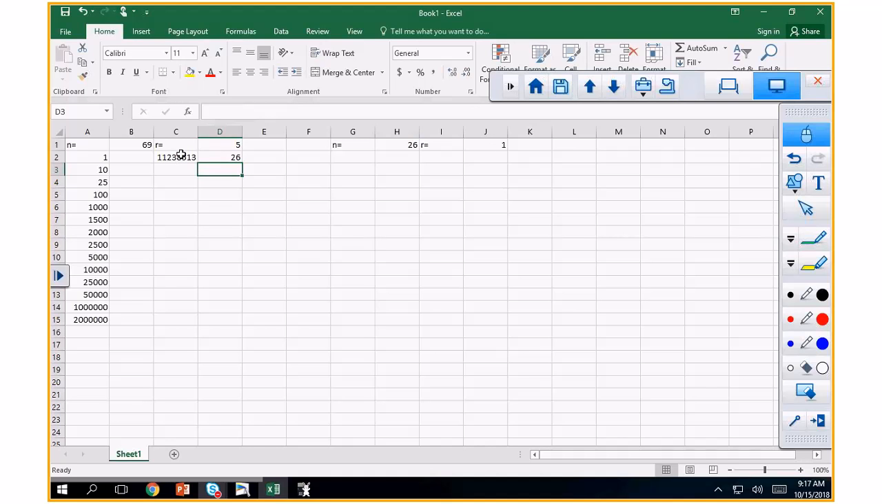Now, if I take these numbers, well, what I should have done, let me hit Control C, and I bet it won't do it. Control V. Yep. Hold on a second. Let me fix this.